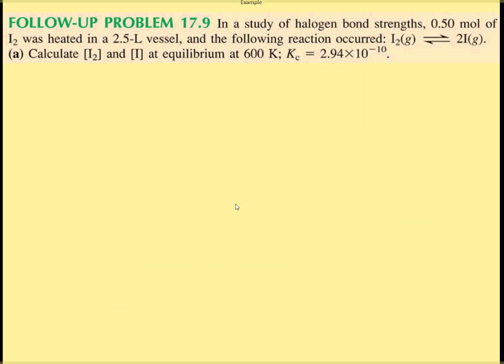So let's look at this problem. It says, in a study of halogen bond strength, 0.5 moles of iodine was heated in a 2.5 liter vessel, and the following reaction occurred. So I'm going to write my equation across the top. They're both gases, so they'll be in my equilibrium expression. And it says calculate the concentrations of iodine and just the I at equilibrium. And it gives us a temperature, but we don't really need that. But we do need this equilibrium constant, okay? So we are going to be solving for the reactants and the products, basically.